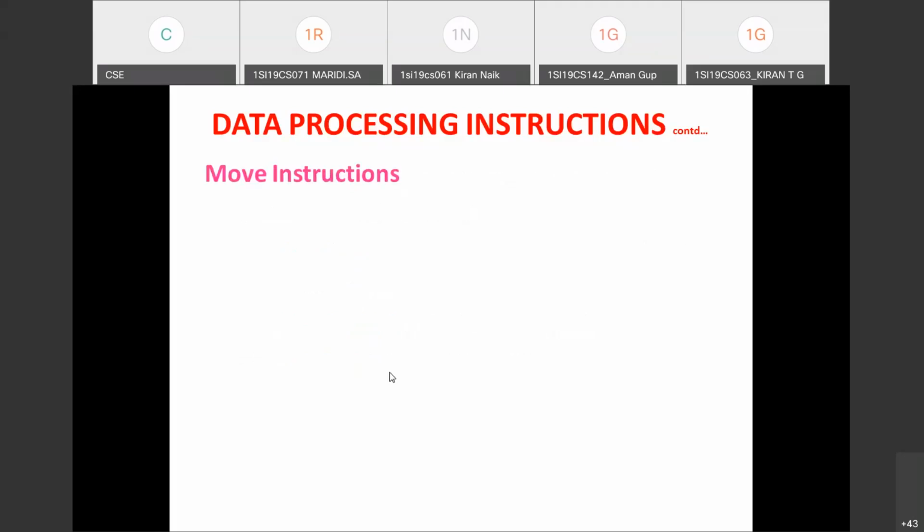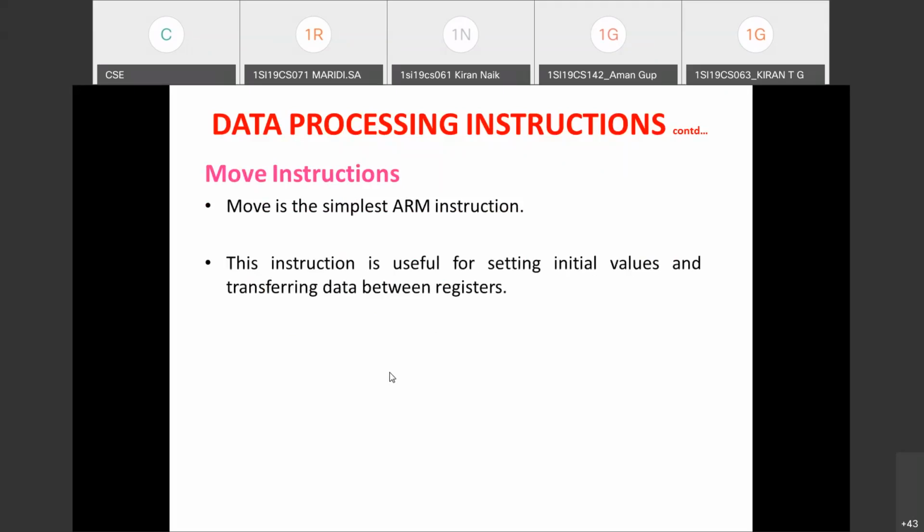Now coming to the move instructions. So under data processing instructions, we are now discussing the move instruction. This is the simplest ARM instruction supported. And what is the use of the move instruction? You already know, since we have already used several instructions which include the move mnemonic. This instruction is useful for setting initial values as well as for transferring data between registers.